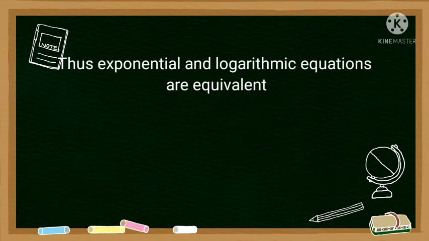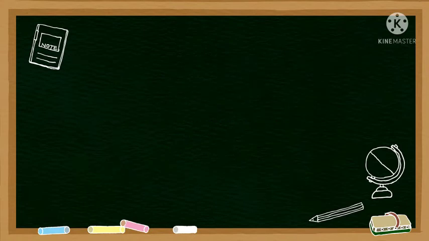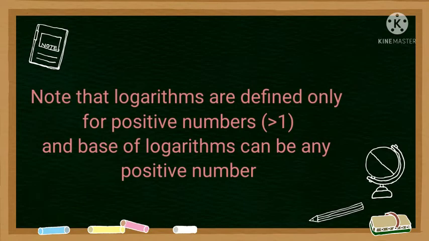Thus, we can conclude that exponential and logarithmic equations are equivalent. Any equation a to the power n equals k is the same as writing log to the base a of k equals n. Here we have to note that logarithms are defined only for positive numbers. That is, the argument of a logarithm is always positive, and the base of a logarithm can be a positive number only.